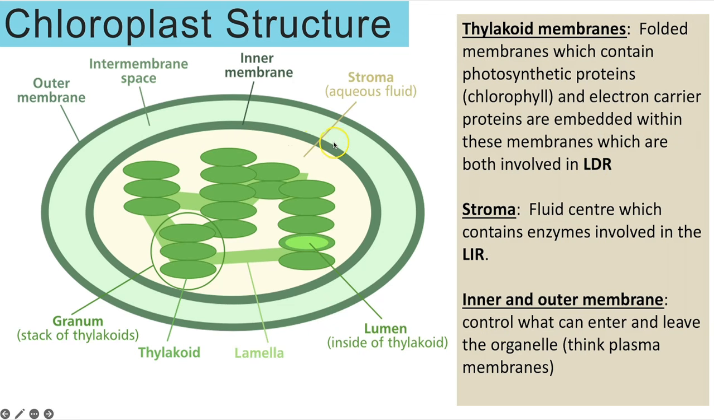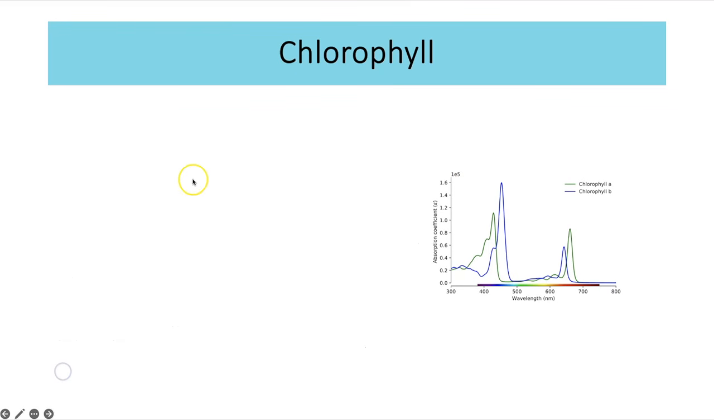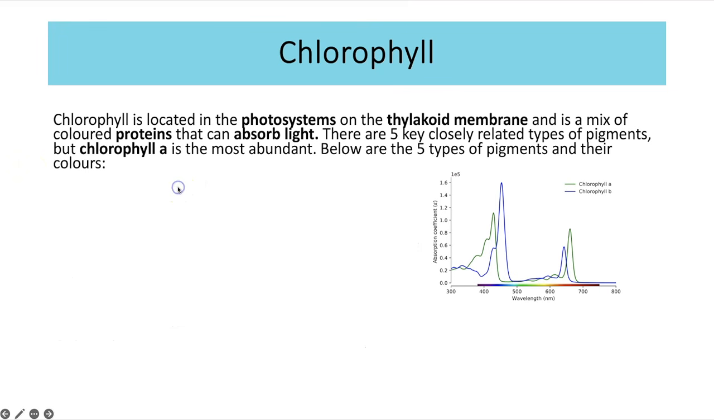The stroma is this fluid-filled centre, which is the location of the light-independent reactions, and there's lots of enzymes in the stroma for catalysing those reactions, which we'll come on to later. And then we've got the inner and outer membrane. This is a double membrane-bound organelle, so you don't find them in prokaryotic cells because it is membrane-bound. So inside of the chloroplast there is chlorophyll, and chlorophyll is located in the photosystems, which are proteins embedded on the thylakoid membrane.